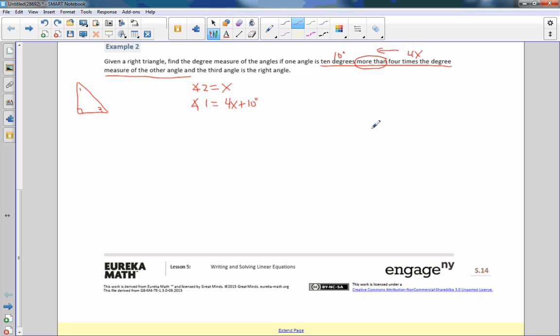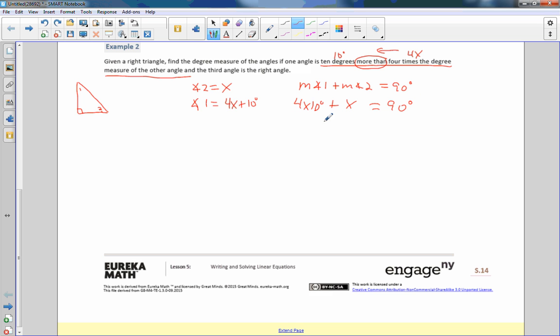Okay, so if you remember a theorem we use, since we know this angle is a right angle, then these two angles, since there are 180 degrees in a triangle, and 90 degrees is one of them, the other two have to add up to 90, and that's called complementary. So I now know that the measure of angle 1 plus the measure of angle 2 equals 90 degrees. And then I substitute in my givens. So angle 1 is 4x plus 10. And the measure of angle 2 is just simply x, equals 90 degrees.